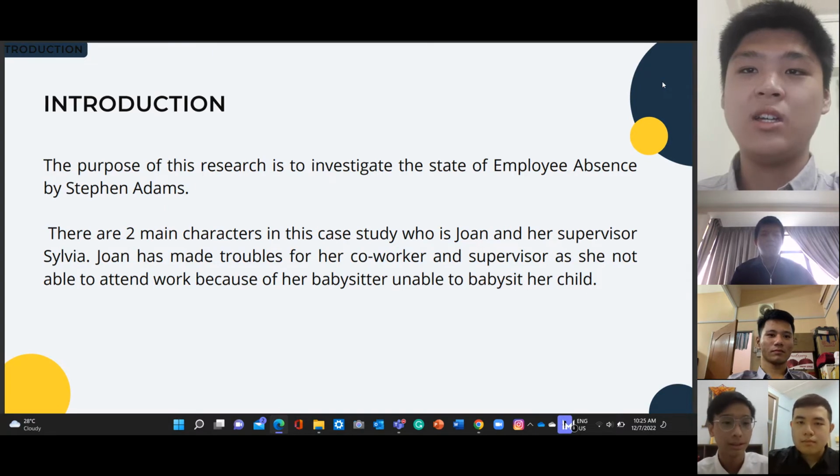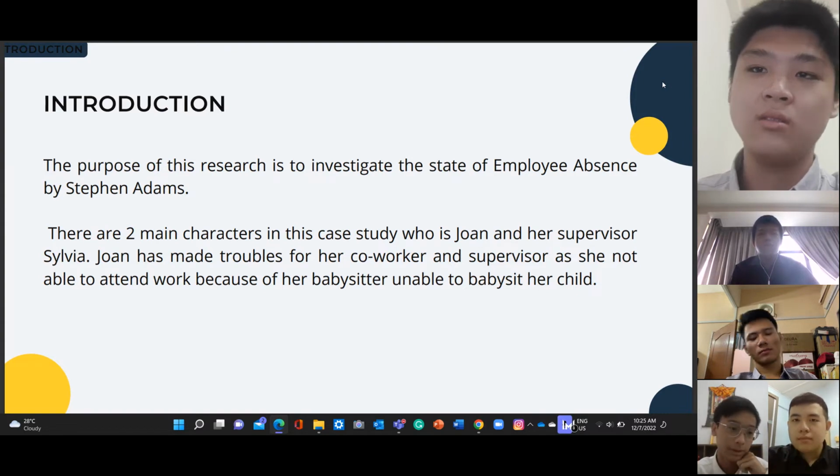John has called in sick and is unable to take care of her child. Sylvia has no choice but to give a suspension to her worker as she has given John many chances and warnings due to her behavior.